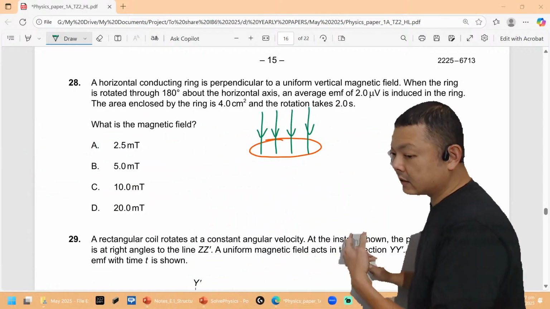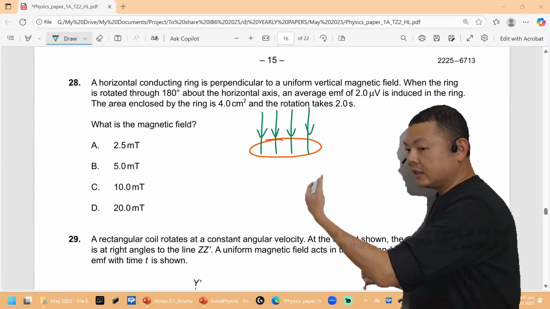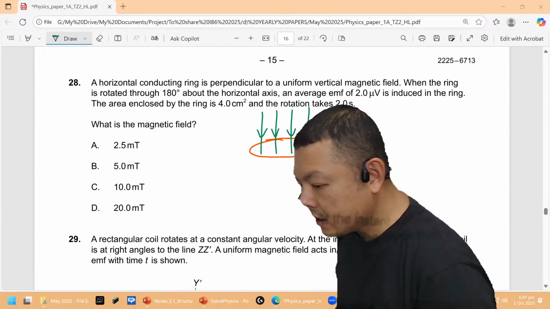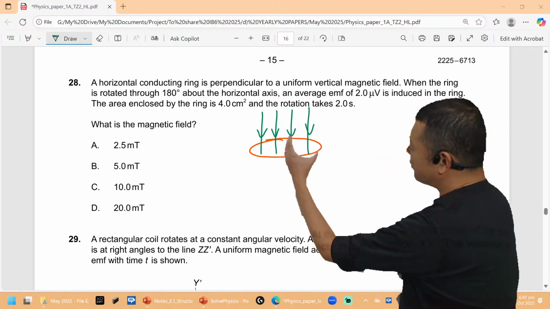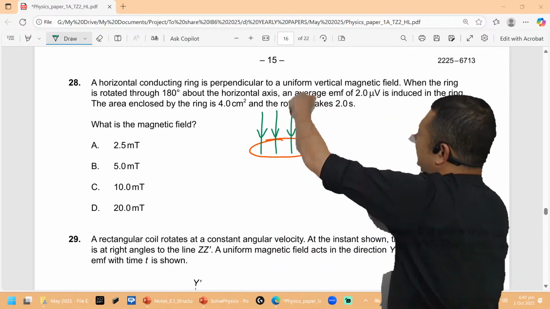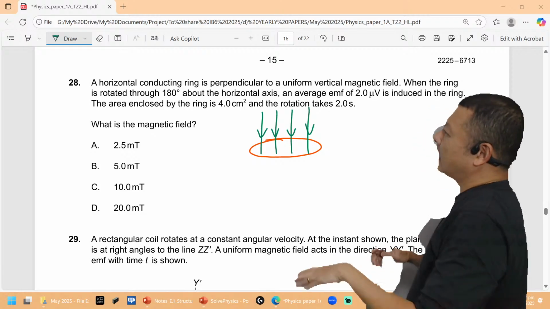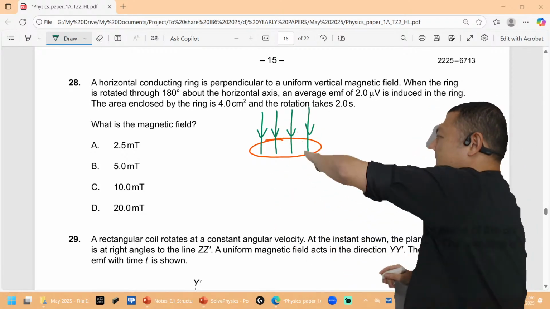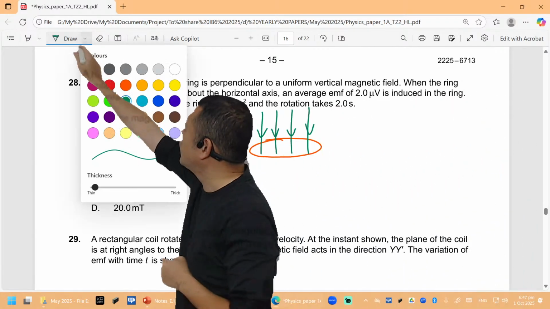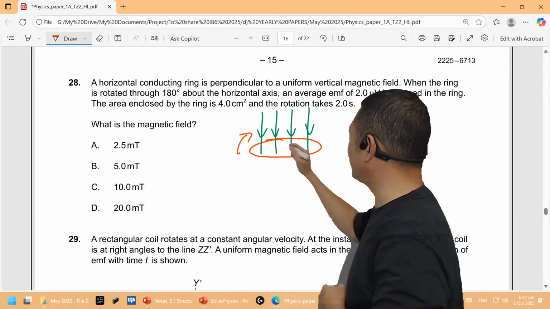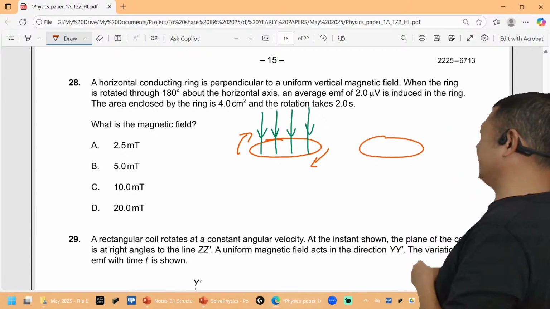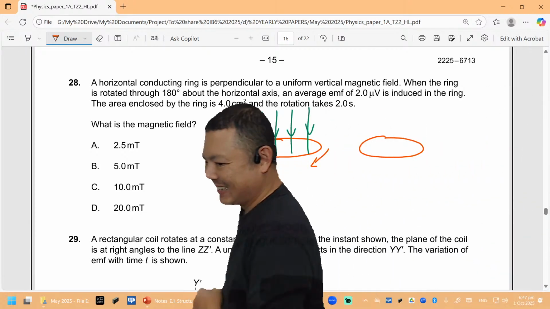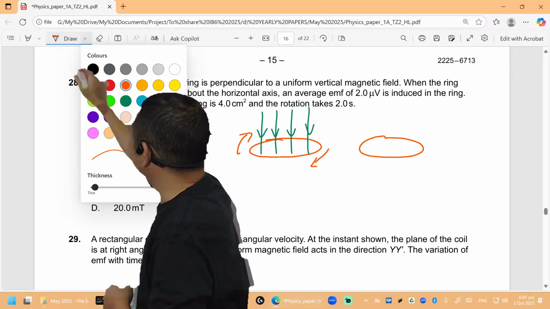You drew that? You drew it wrongly. It's a ring, right? Perpendicular to a vertical magnetic field. Okay? And then when the ring is rotated, you're going to flip this thing over, right? And then how does it look after that? Like this. It looks the same, right?